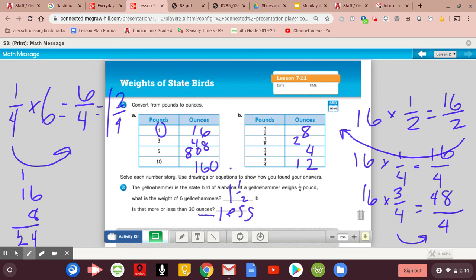So you are doing multiplication and division of fractions by whole numbers. You are converting from pounds to ounces on this page. Let me know if you have any questions.